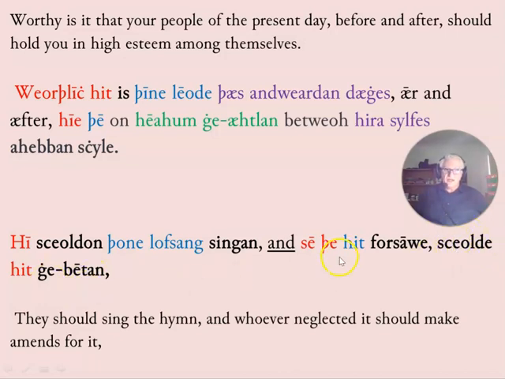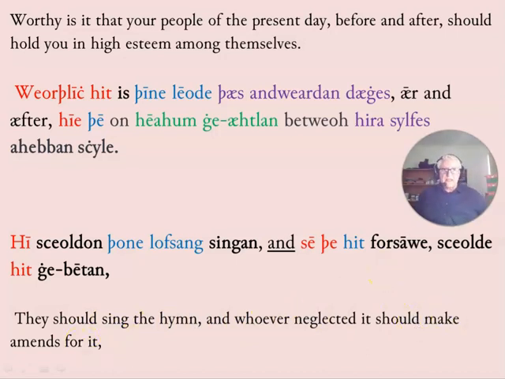Even though the verb's first, and you notice in the subordinate clause the verbs had to go first. So you have the previous clause verb ending there, comma, begins with a verb, and then hit your beten. Otherwise, what you would have had is hit shelter your beten. All right, but because it's now been attached to the end, it has to have forsawa, barasawa, comma, shelter. Okay, they should sing the hymn, and whoever neglected it should make amends for it.